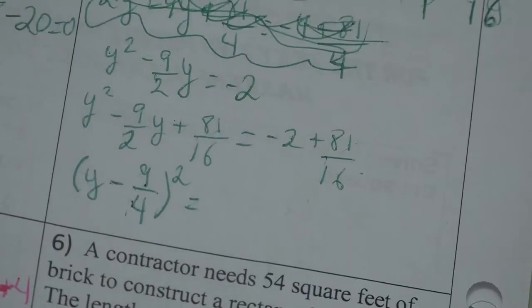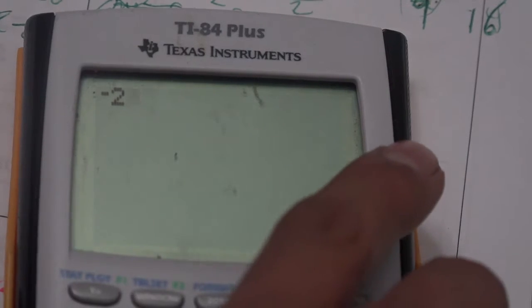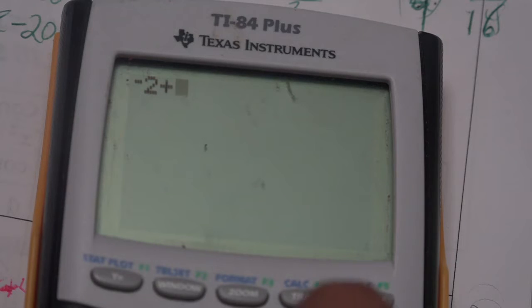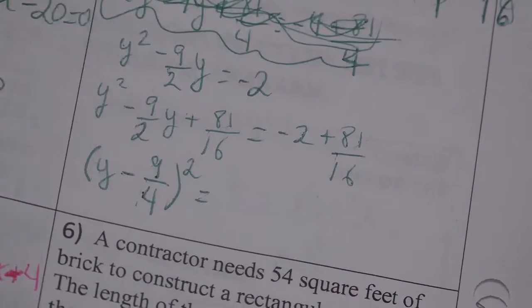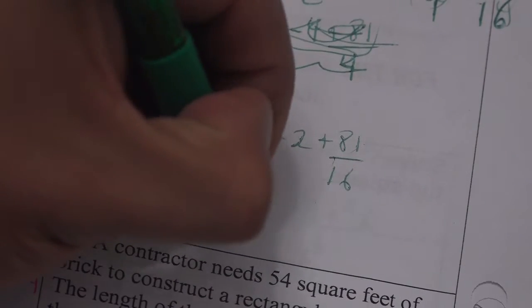You know what, I don't have time to be thinking about it, so what I'm gonna do is I am going to just do this. Negative 2, okay, is it minus or plus? Plus. Okay, negative 2 plus, and then I'm gonna go with a fraction, 81 over 16, and that is 49 over 16. Thank you very much. So 49 over 16. See that?